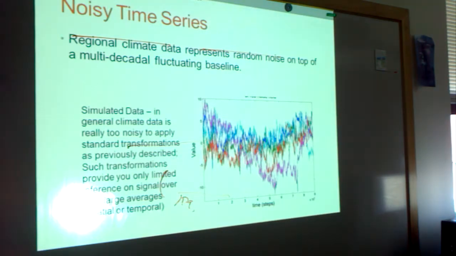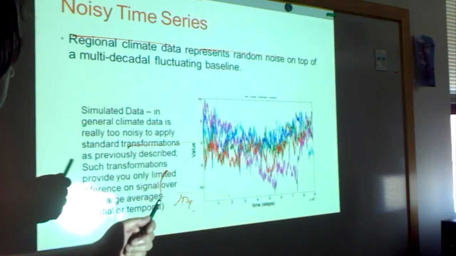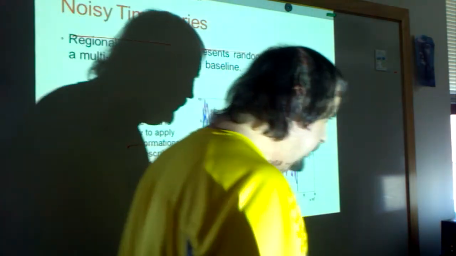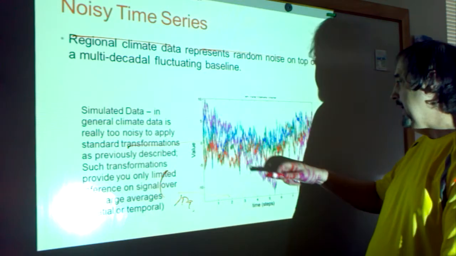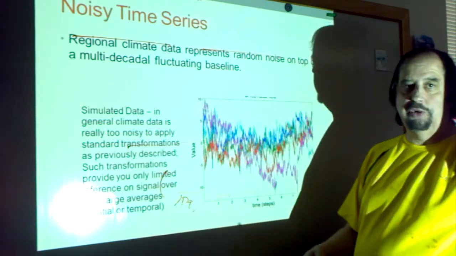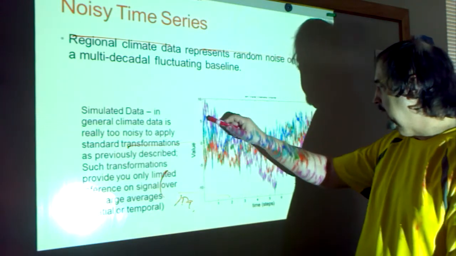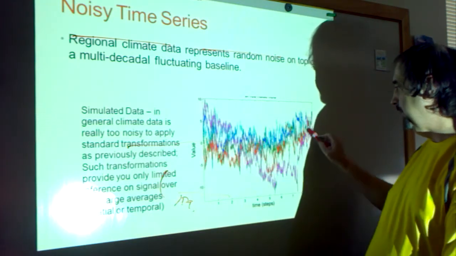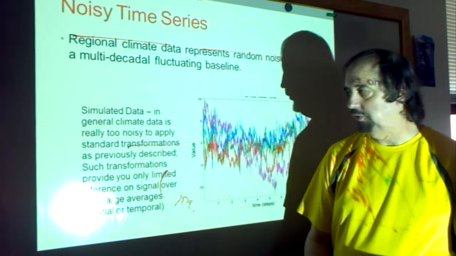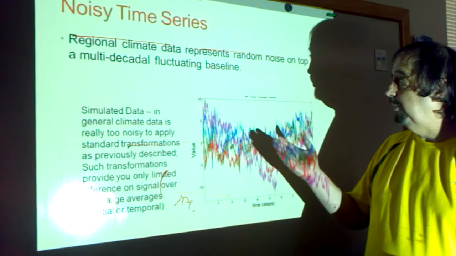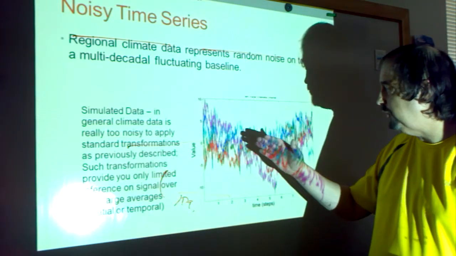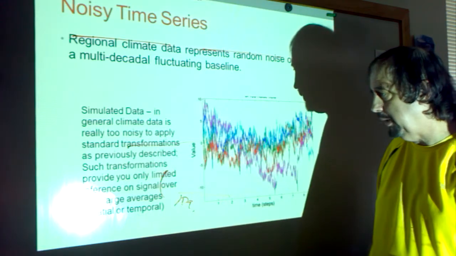In general, regional climate data represents random noise on top of multi-decadal fluctuations. This is a bunch of randomly simulated data. Each color represents a random simulation. It's completely dominated by noise, but you can see in this purple one, there's a vastly fluctuating baseline throughout. That's obviously extreme. But that's the nature of the data that we have to deal with: large random variations on a fluctuating baseline.